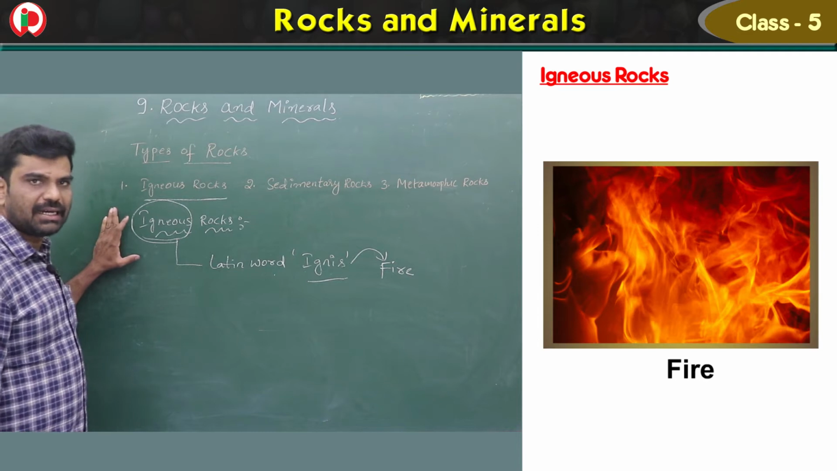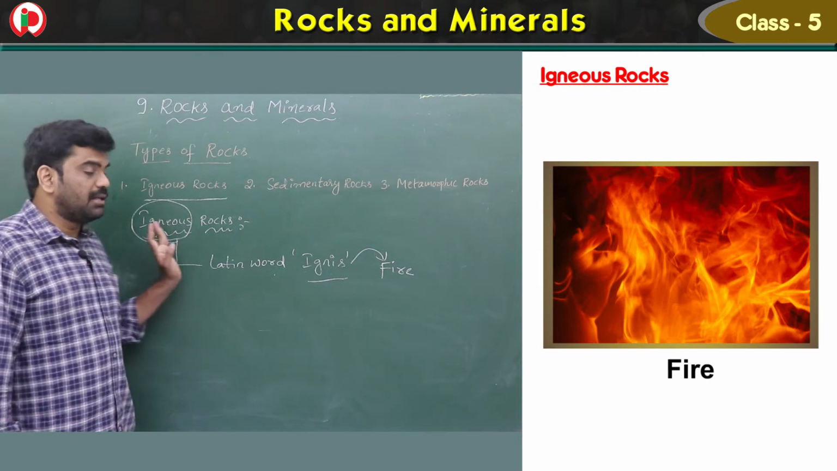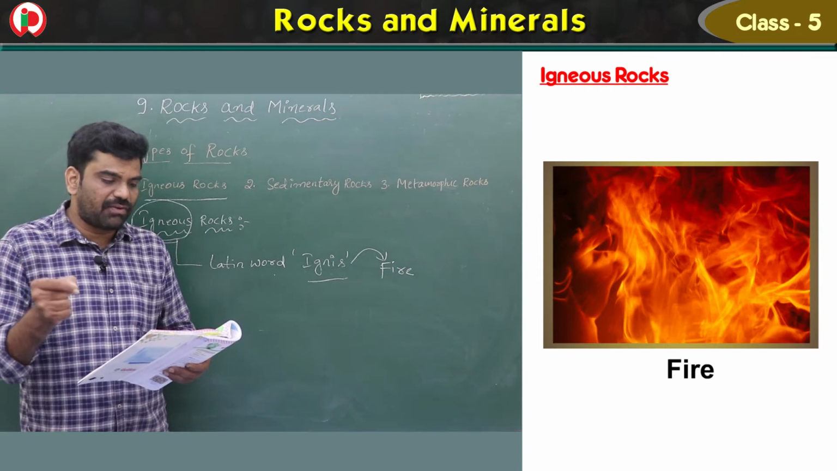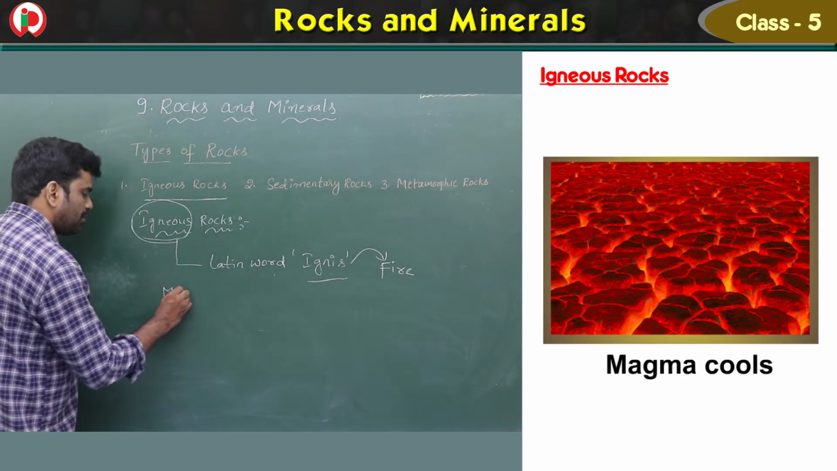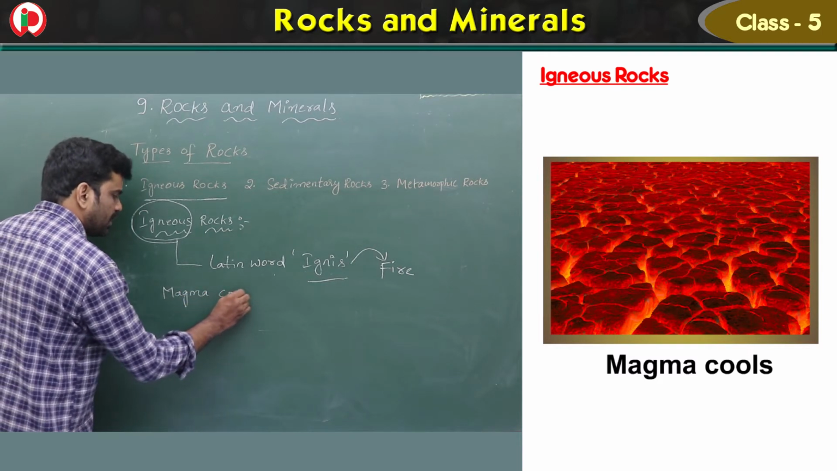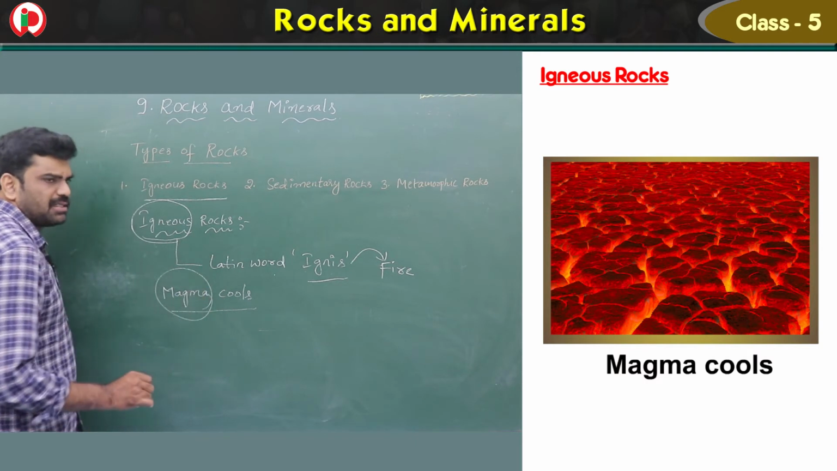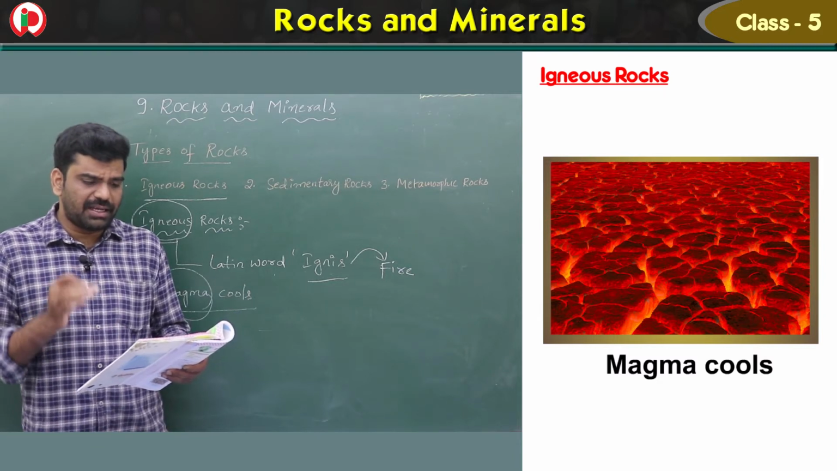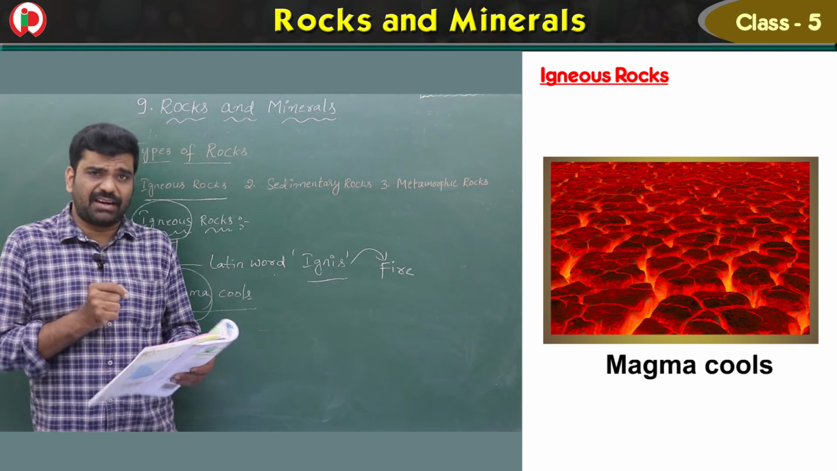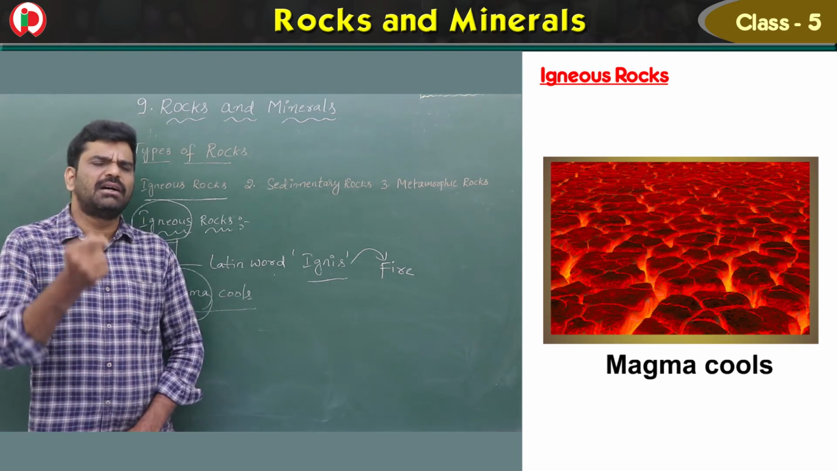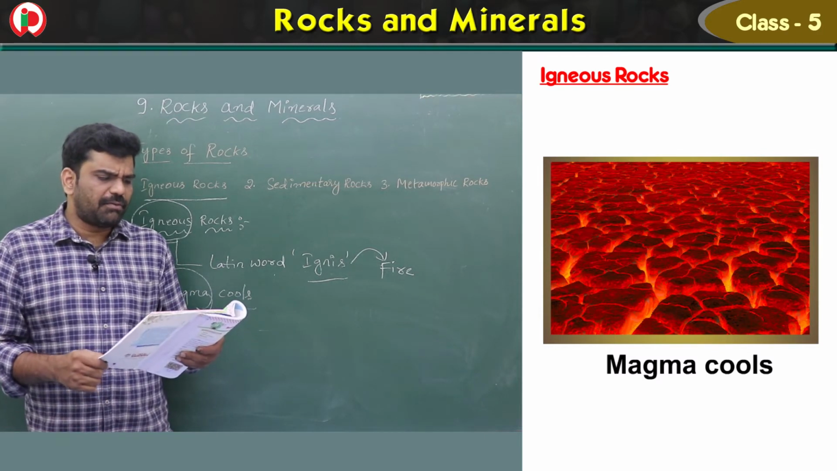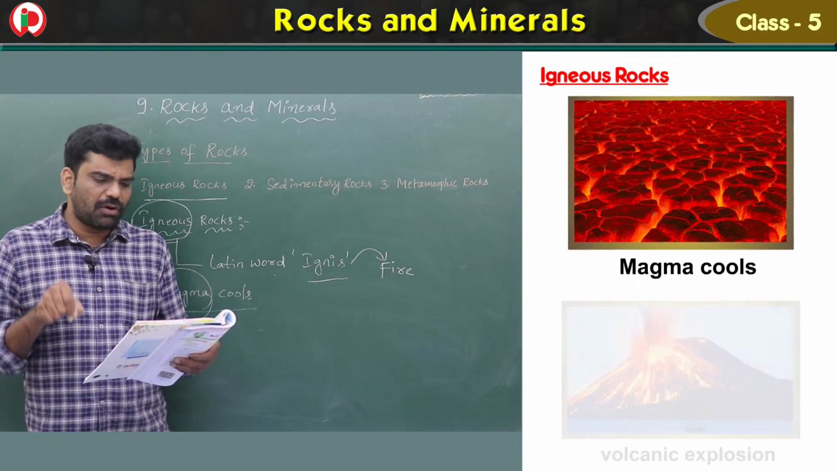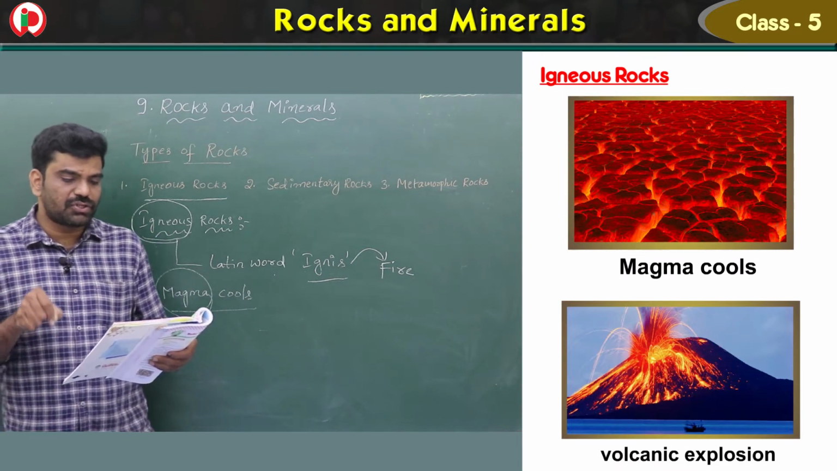So once again, igneous means it comes from the Latin word ignis, which means fire. Igneous rock is formed when magma cools. What is magma? Under the surface of earth, magma is a layer. You may have heard of magma and lava. When magma cools and solidifies above or below the earth's surface, magma can be forced into rocks, blown out in volcanic explosions, or forced to the surface as lava.